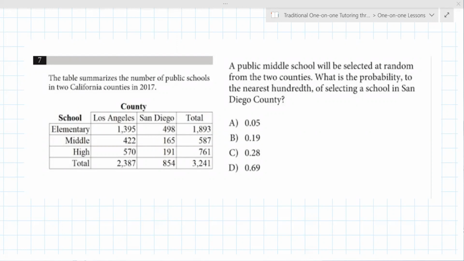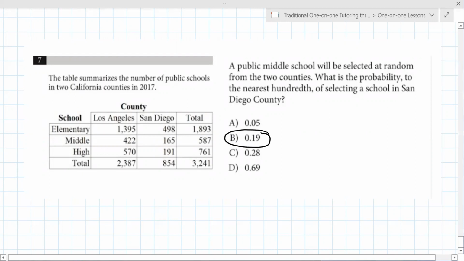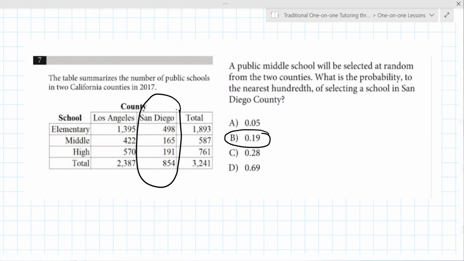Letter B. And how confident are you in your answer? I'm confident. Okay. What numbers did you divide? I divided 854 by 165. Okay. So the public middle school will be selected from the two counties. What is the probability to the nearest hundredth of selecting a school in the San Diego County?